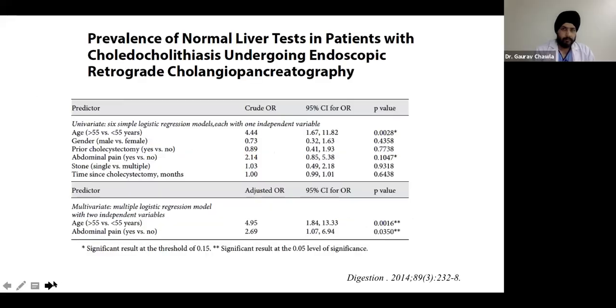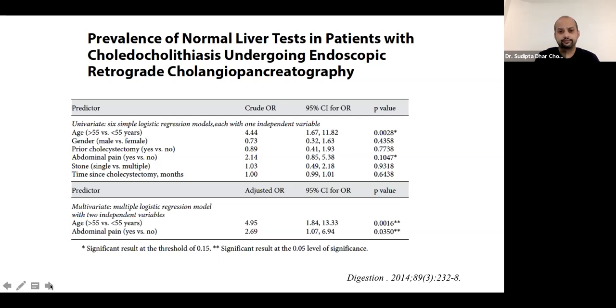But can we still have stones in individuals who have normal liver tests? This was investigated by Peter Wilcox and his colleagues in a group of individuals who underwent ERCP. In their study, they found that individuals who are more than 55 years of age or have abdominal pain are the group who may still harbor a CBD stone despite having a normal liver function test.